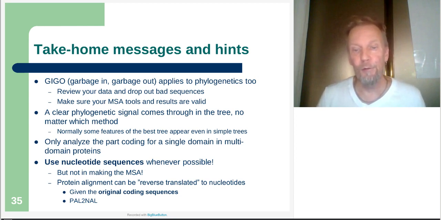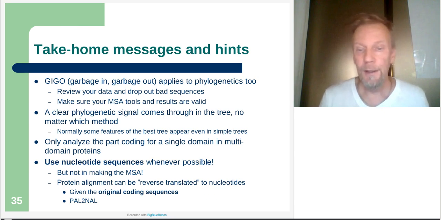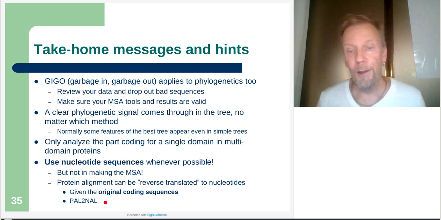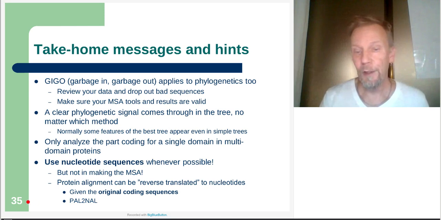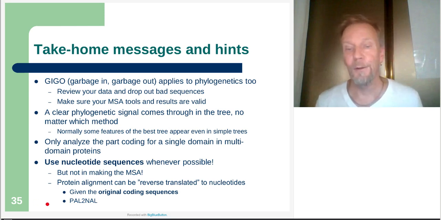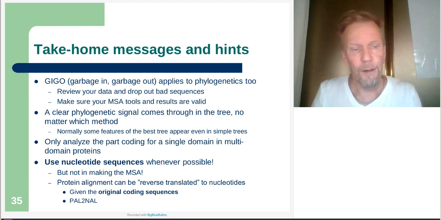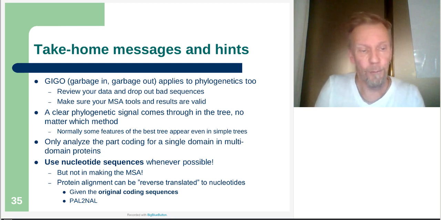But whenever possible, use proteins for alignments and then use some software. How2null is something we link in the course to substitute the original coding sequences into the protein alignment. This is an abbreviation for protein alignment to nucleotide alignment. And why is it a bad idea to do a reverse translation directly from protein to DNA without considering the actual mRNA sequences?